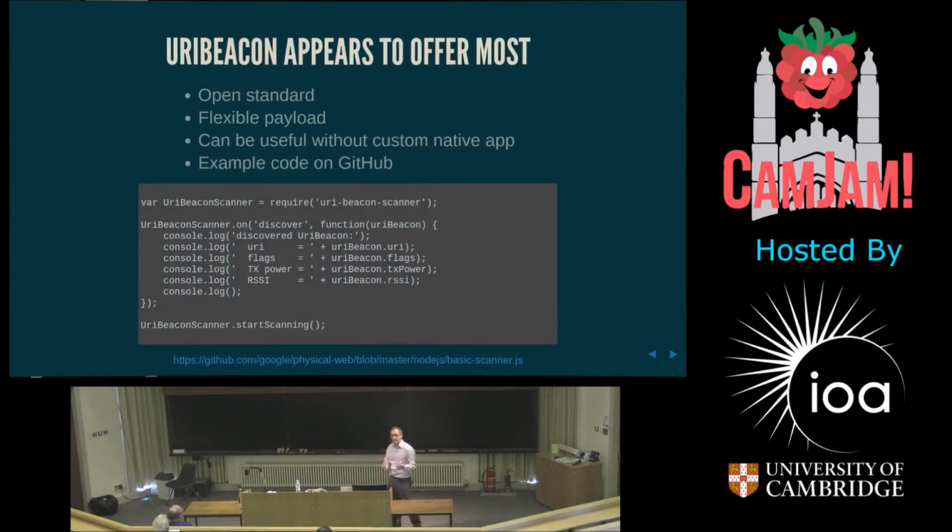So, looking at those three standards, I think the iBeacon was a non-starter for me because it wasn't an open standard. There were two open standards. The URI beacon seems to be the most actively worked upon, the most people interested in it. It has a flexible payload, so I can do something similar to the iBeacon or the AltBeacon, and it gives me more than that as well with the URI or URL payload.